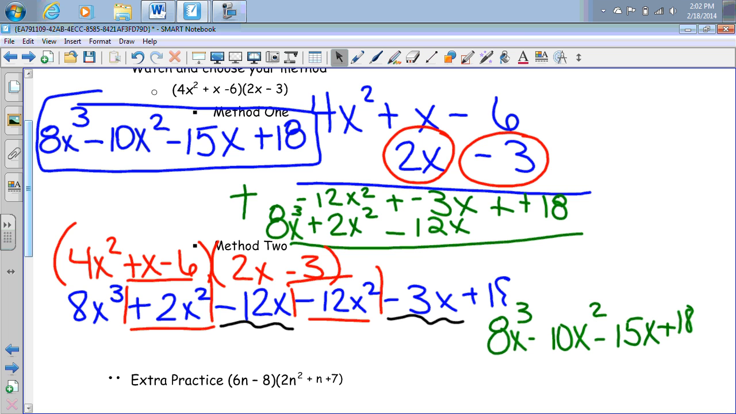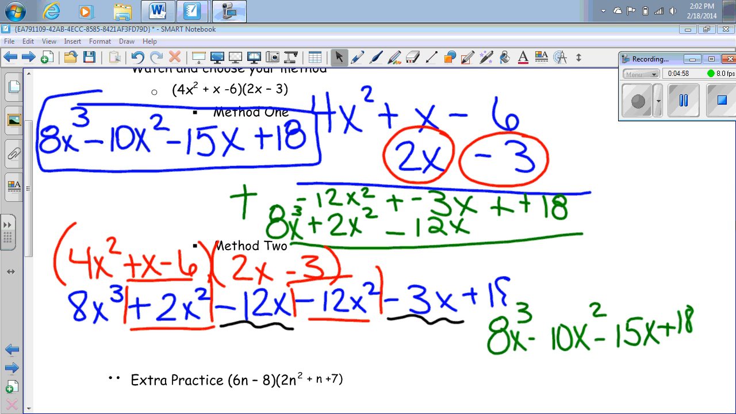trinomial by a binomial. Show me your results to the quantity 6n minus 8 times the quantity 2n squared plus n plus 7.